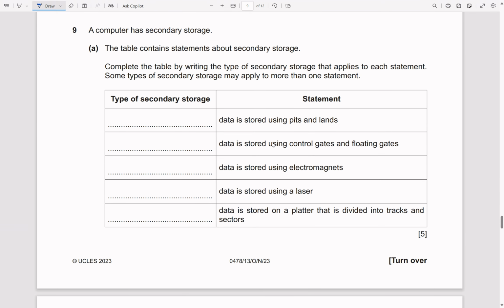A computer has secondary storage. The table contains statements about secondary storage. Complete the table by writing the type of secondary storage. Some may be used more than once. So, data is stored using pits and lands.